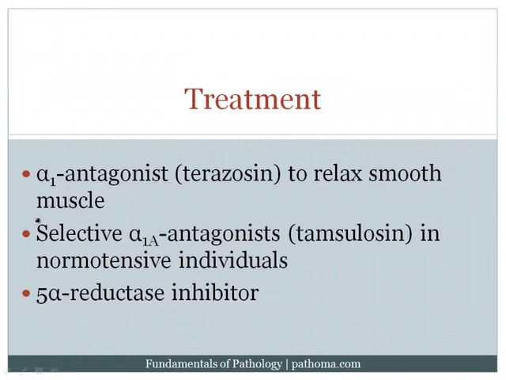If the patient happens to be normotensive, then a selective alpha-1A antagonist could be used, such as tamsulosin, which would avoid the alpha-1B effects on the vascular smooth muscle. An additional pharmacologic treatment would be to use a 5-alpha reductase inhibitor. You'll recall that BPH is driven by DHT, and it's 5-alpha reductase that converts testosterone to DHT. Now the unfortunate thing about 5-alpha reductase inhibitors is that they usually take months to produce results.